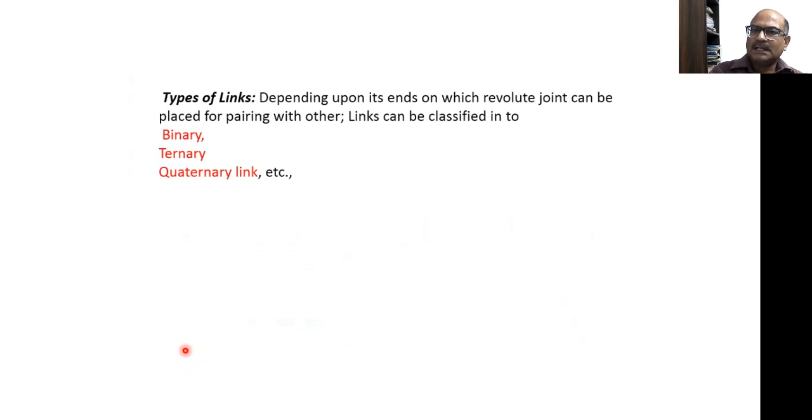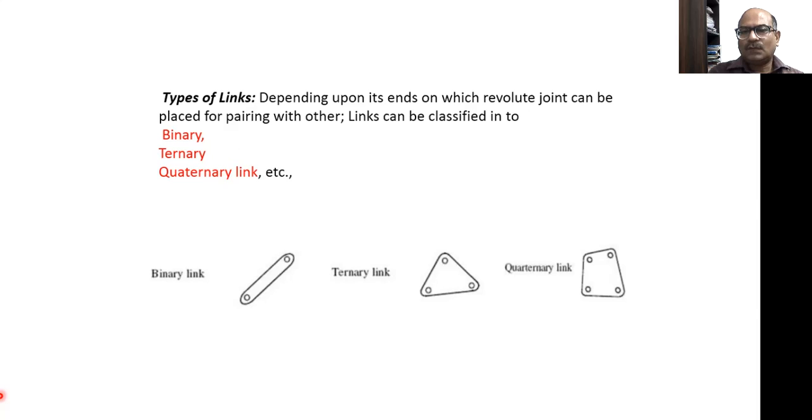So this way we can identify the type of links depending upon its ends on which a revolute joint can be placed for pairing with others. So links can be classified into binary, ternary, or quaternary links. Now, what are binary links? If you can see here, these are having two joints, that is a binary link; having three joints, that is a ternary link; these are revolute joints, and if we are having four revolute joints, then there will be quaternary links.